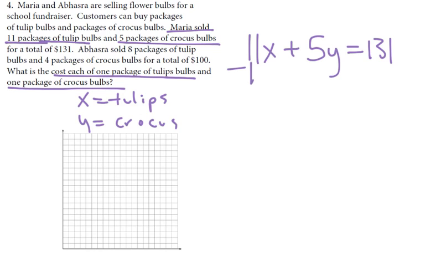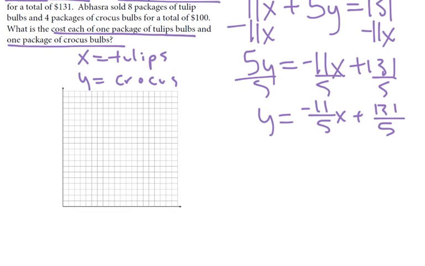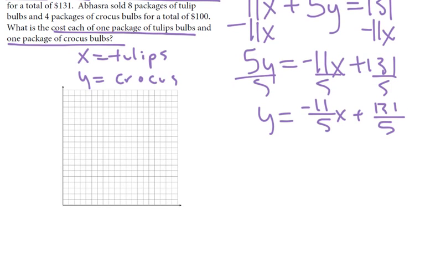Okay. Then we could change it to slope-intercept form. 5y equals negative 11x plus 131. Divided by 5, now we run into an issue, don't we? Y equals negative 11/5 x plus 131 over 5. Those are going to be decimals. Ugh, don't like that. So we'll use our good old-fashioned Desmos to help us out here. But first, let's get our other one.